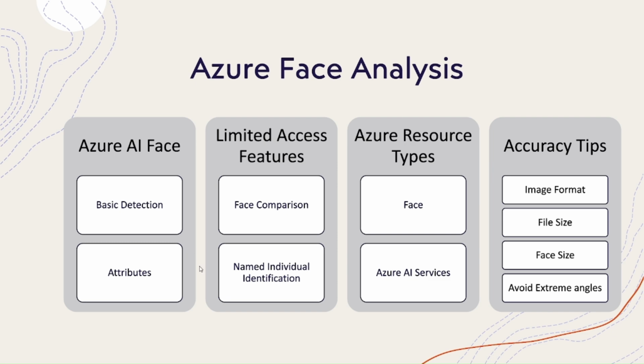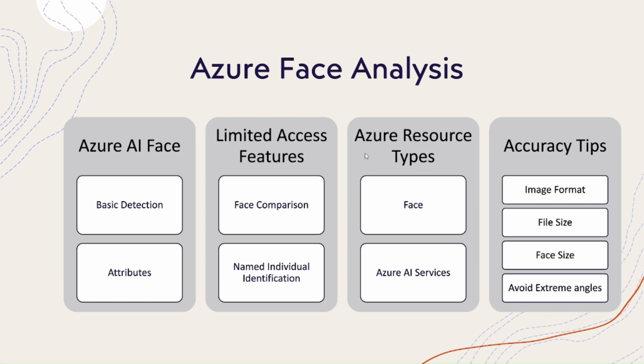Next, Azure also offers face comparison, which checks similarity between faces, and named individual identification. If there is a celebrity, it will also return the name of that individual. It helps by recognizing specific people. However, these are under limited access to ensure the responsible AI policy, because we also have to keep all these AI features within responsible AI.